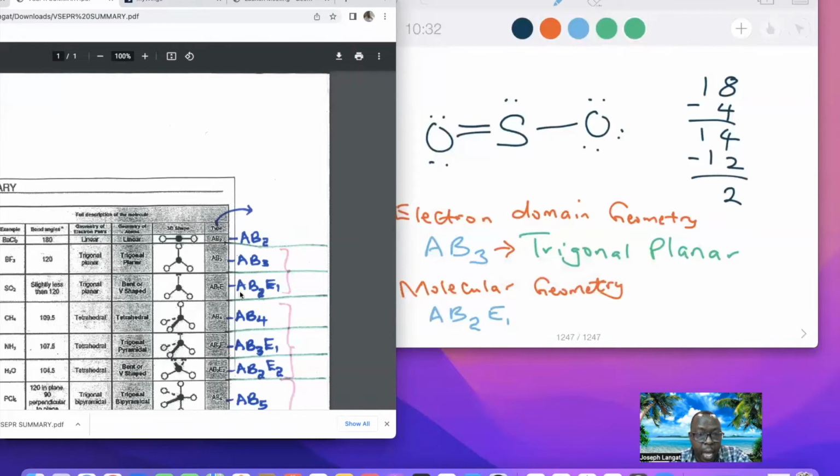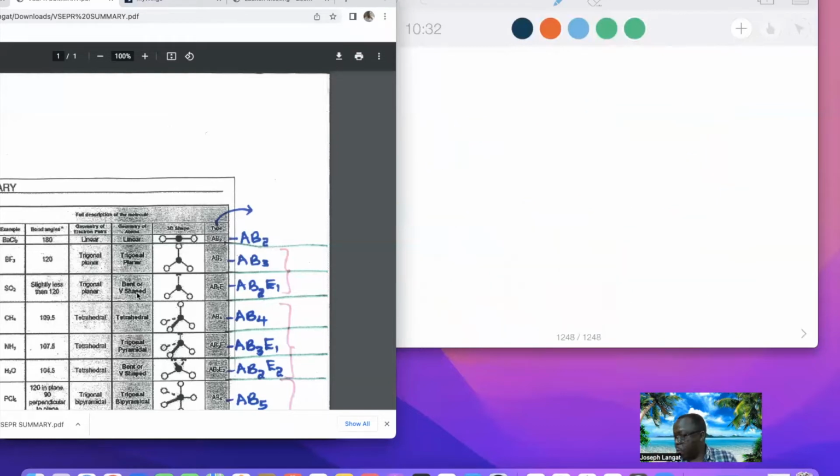But AP3E1 for molecular geometry, or geometry of the atoms, is pyramidal. So here, this is pyramidal. So we're going to have pyramidal, so the shape will assume this.